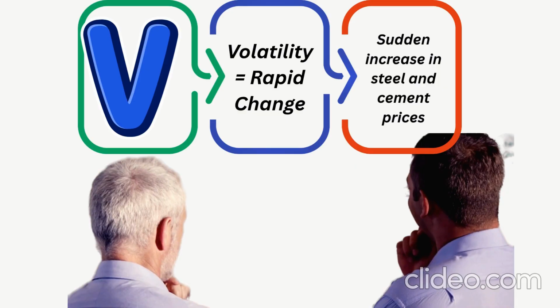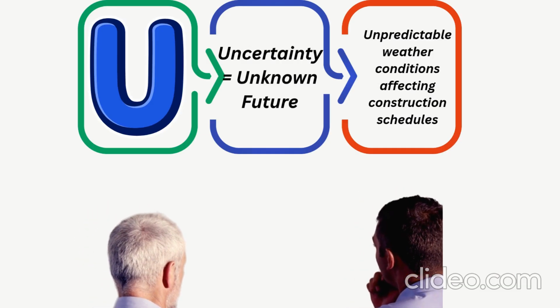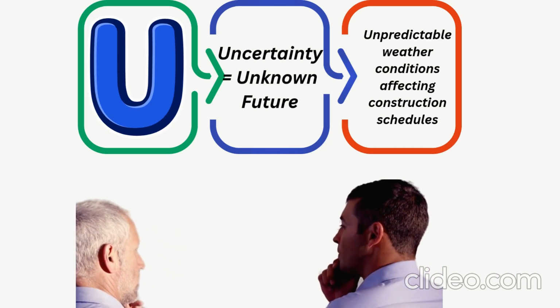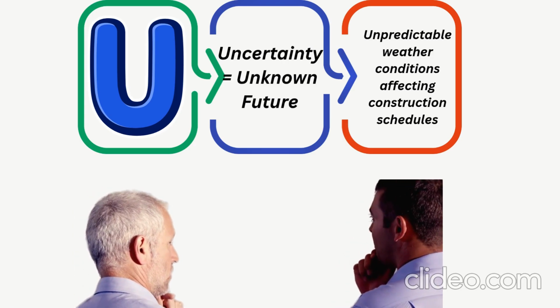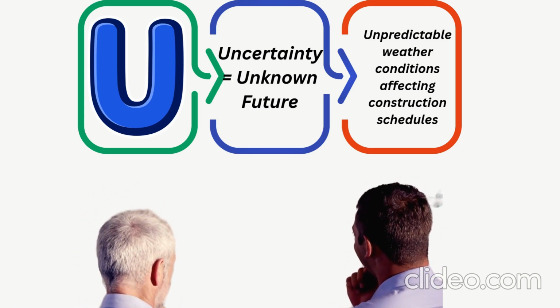That can be a major risk, like a sudden increase in steel and cement prices. You can ask them to think about uncertainty in the project, like future events and outcomes that cannot be predicted accurately. That can be a risk, like unpredictable weather conditions.